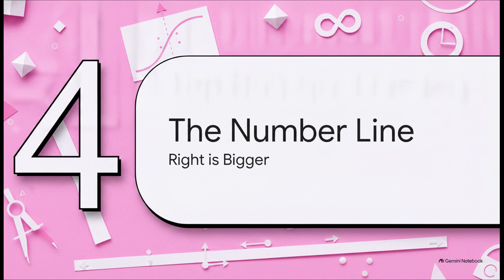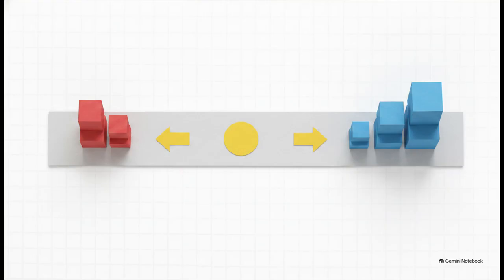Right is bigger, left is smaller. Okay, this is where we really set the stage for calculus by mapping out exactly where all these numbers live in space. Imagine a giant infinite straight road. This is a brilliant way to see how real numbers are organized.